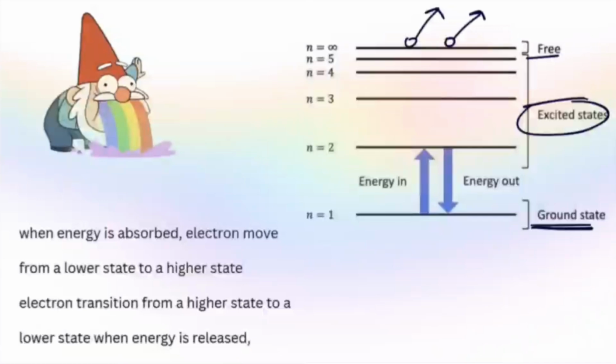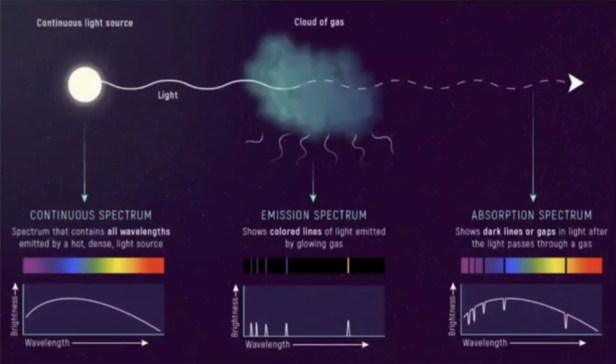So now we need to know a basic concept: when energy is absorbed, the electron moves to a higher level. And when energy is released, the electron transitions into a lower state. There are three spectrums that I'm going to talk about: the continuous spectrum, emission spectrum, and absorption spectrum.